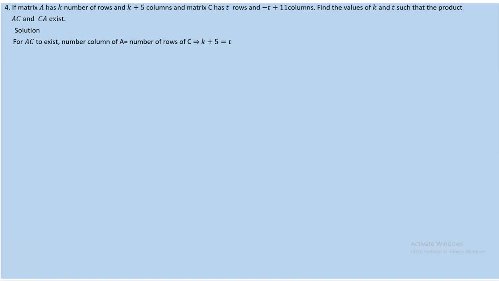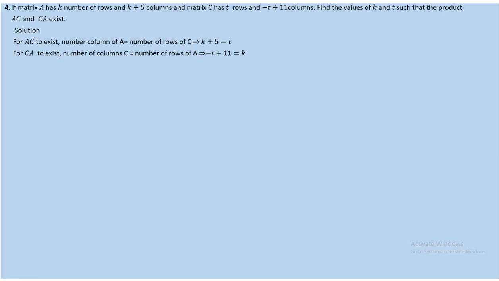In order to define the product of two matrices, for example, A times C, the number of columns in matrix A must match the number of rows in matrix C, that is, the second matrix. So, using this property, the number of columns in matrix A, as it has been stated, is k plus 5, and the number of rows in the second matrix, matrix C, is t, as it has been stated. So we do have one equation now with two unknowns, k plus 5 is equal to t. Now what comes next is, for the product C times A to exist, the number of columns in matrix C must agree with the number of rows in matrix A.